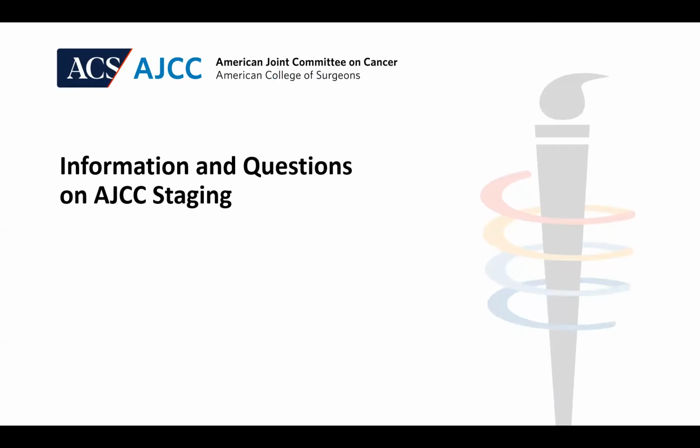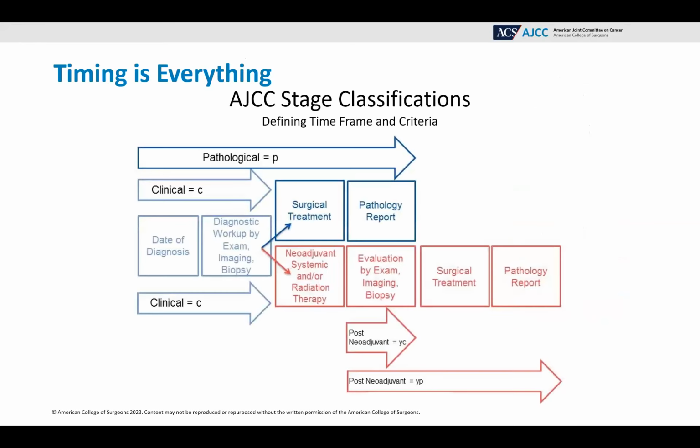Information and questions on AJCC staging. Timing is Everything is a useful graphic that can be downloaded free from the AJCC website. You can see that the arrows define the time frame and the square boxes define the criteria. It really gives you a visual interpretation of the different types of staging and what is included.